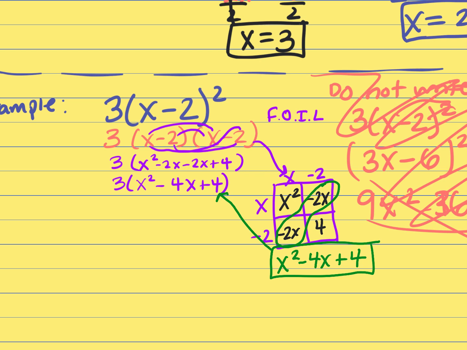Now I can finish this and distribute the 3. 3 times x squared, 3 times negative 4x, 3 times 4. And that should get you 3x squared minus 12x plus 12.